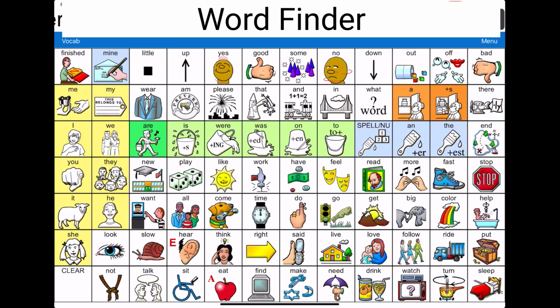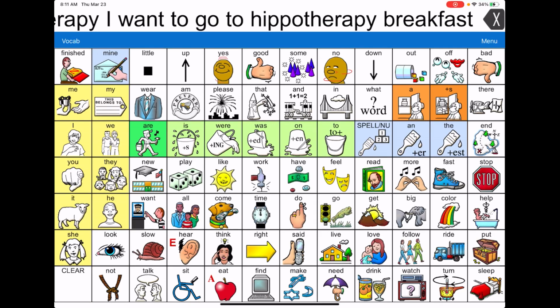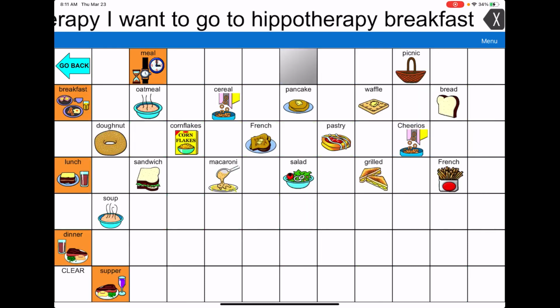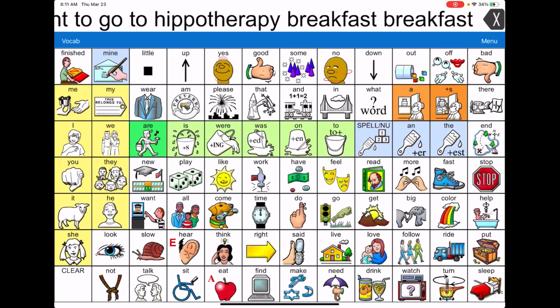So now we can do it on our own, and we can say breakfast, eat, and then it was meals, and then it was breakfast. So we get that motor plan, and we can model it, we can use it. A student can find their own words. So it's very helpful.